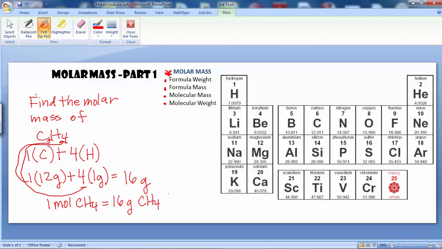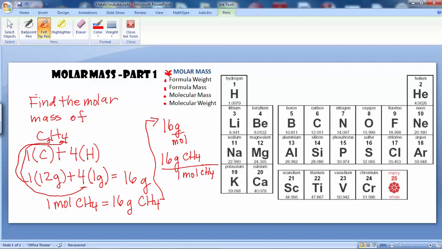Now, sometimes you will see another notation, 16 grams per mole in reference to CH4, which means we have 16 grams of CH4 to 1 mole of CH4.